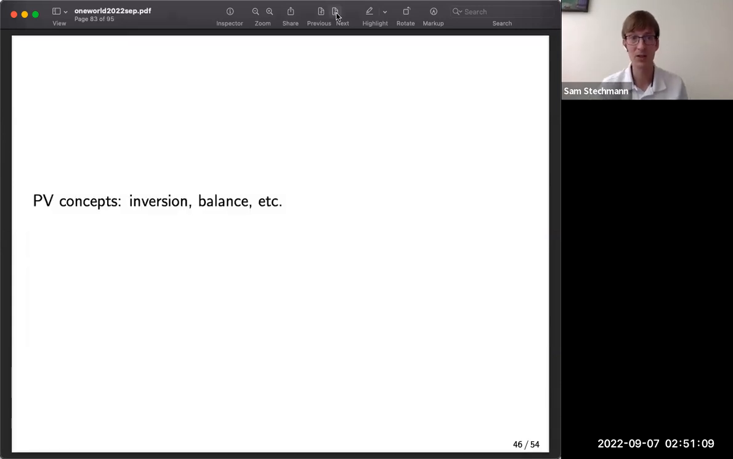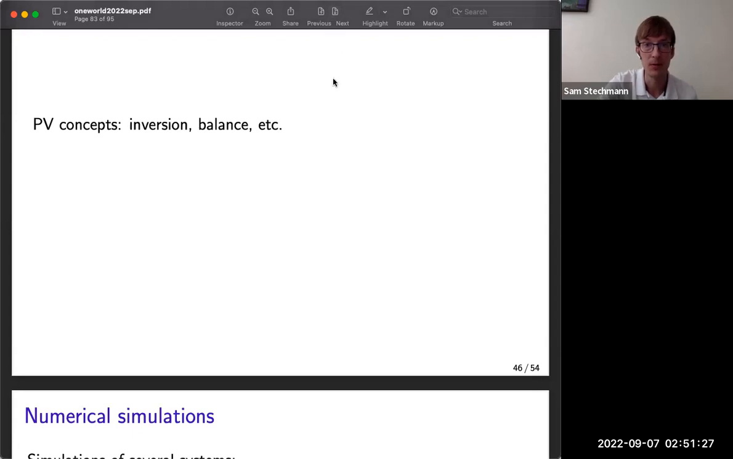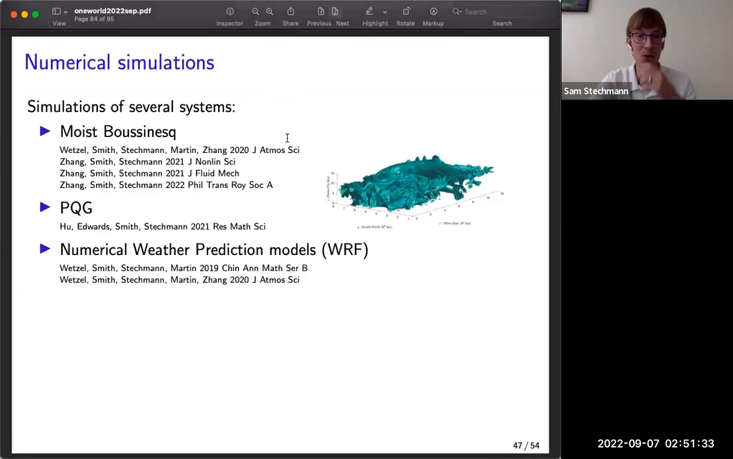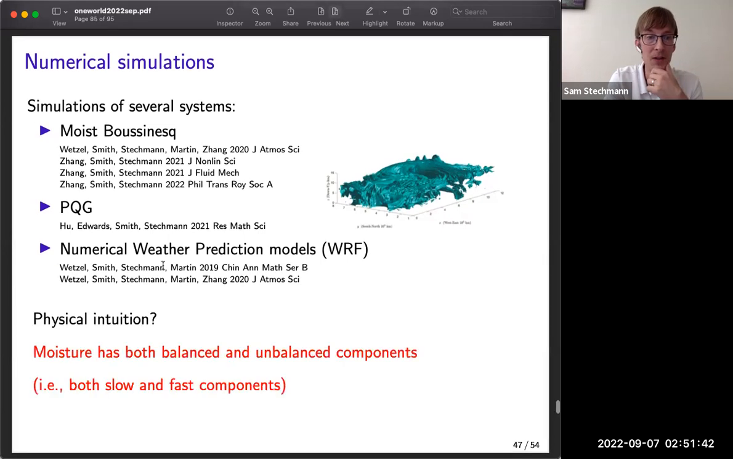Okay, the final piece I want to talk about are these other PV concepts of inversion and balance. I think there's a really interesting piece that comes up when we think about these with moisture. Now I got this menu in the way again. Okay, now it's gone. I'll show some results from some numerical simulations. We've done simulations of a variety of different types of systems to try to think about these ideas. If I had to pick one piece, I think it would be this piece that I think is most interesting: moisture has both balanced and unbalanced components.